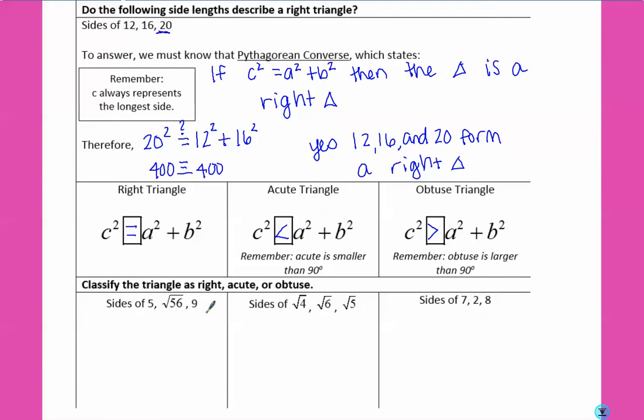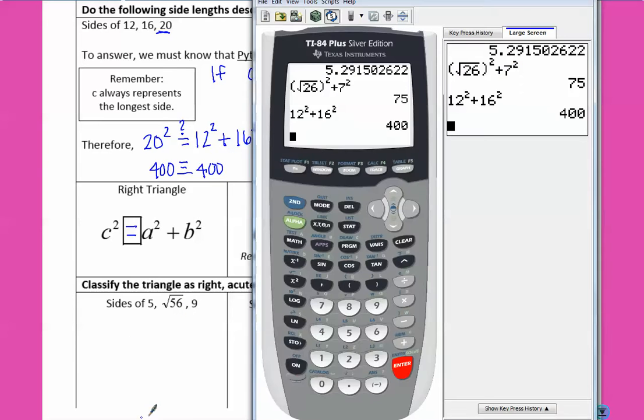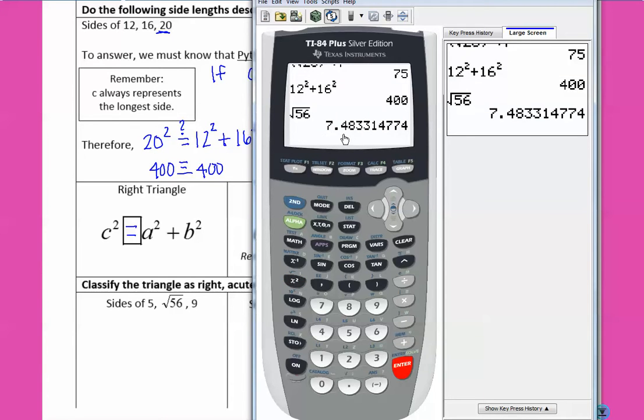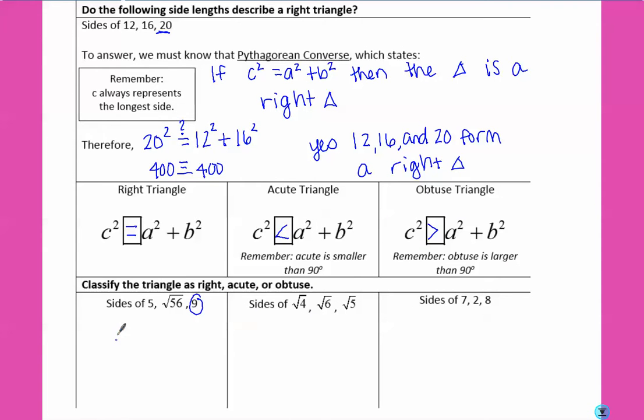So let's check out the following triangles and see if these side lengths would make a right, an acute, or an obtuse triangle. So the first thing we need to determine is which side length is the longest. Now, do you guys know what the square root of 56 is? Because I don't off the top of my head. So let's use our calculator and find out. Square root of 56 is about 7.48. So based on that, we know that 9 is our longest side.